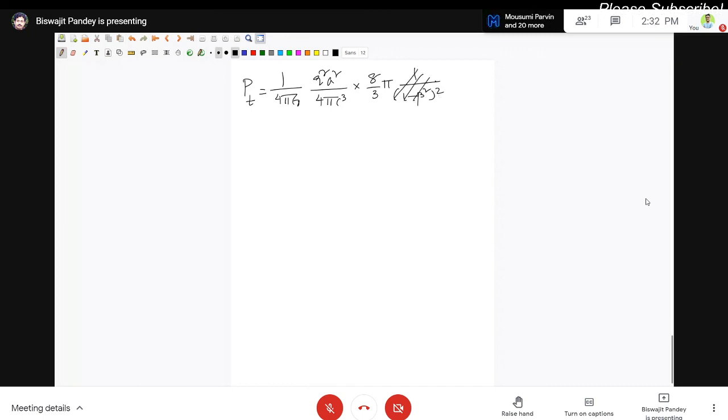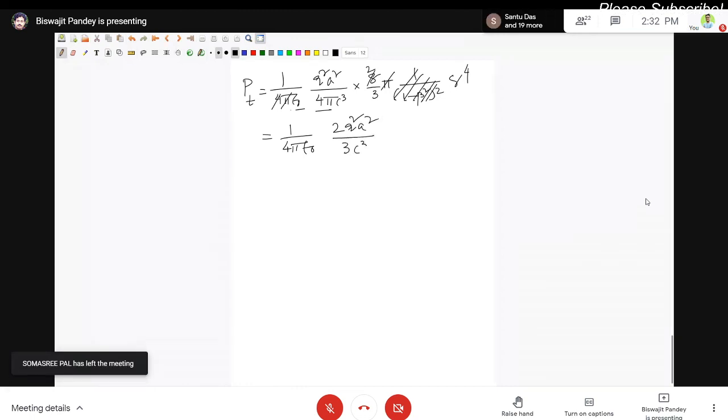So I can write this to be gamma to the power 4, and if you just cancel this 4, this will be 2, so this will be 1 over 4 pi epsilon 0. 4 pi epsilon 0, 4 pi is there, epsilon 0 is there, pi and pi cancel out, and we get twice q square a square by 3c cube into gamma to the power 4. This was exactly the Lienard formula in the case of orthogonal velocity and acceleration.